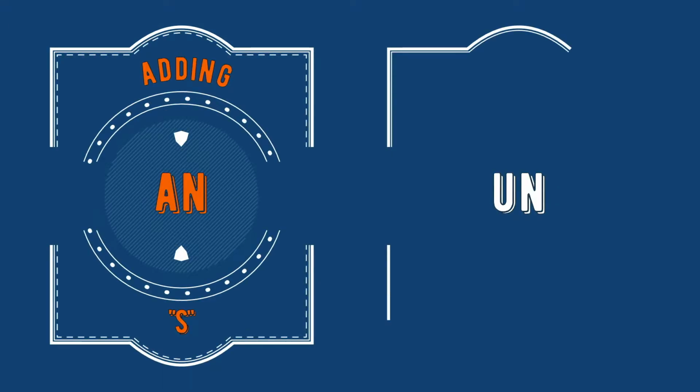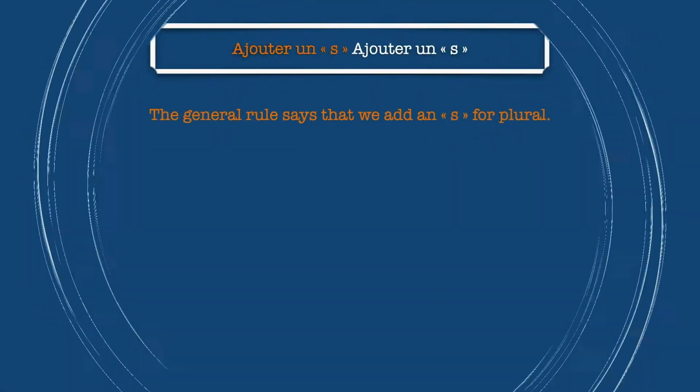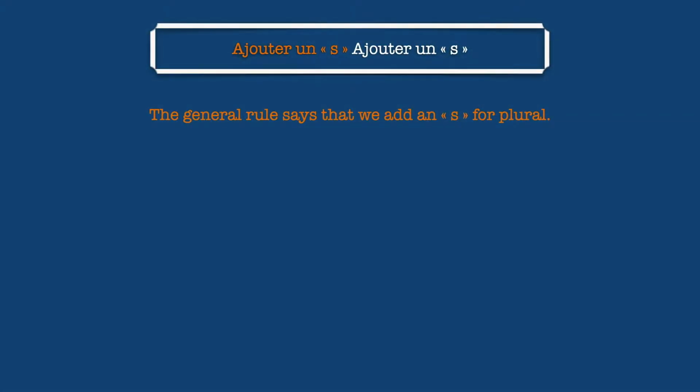Alright, let's start with the first part, which is adding an S. As it's mentioned in the title, the most general rule to form a plural from singular is to add an S at the end of the word. As an example, un ami, des amis. So we can see that we add an S at the end of the word, and also that we change the determining article from the singular one to the plural one. If you haven't seen it, you can watch the video about determining articles, which is the first grammar video in my channel.